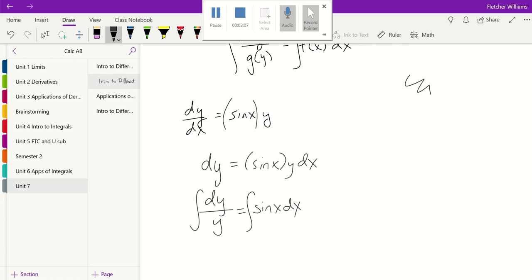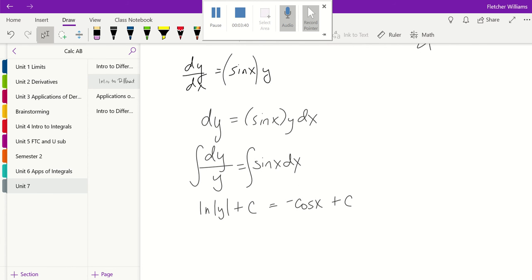So the integral of dy over y? Ln y, since it's y's. And it's the absolute value, ln absolute value y. And I'll put a plus c, because it is indefinite. We'll talk about the c's in just a minute. The integral of sine x dx is just minus cosine x, plus c.